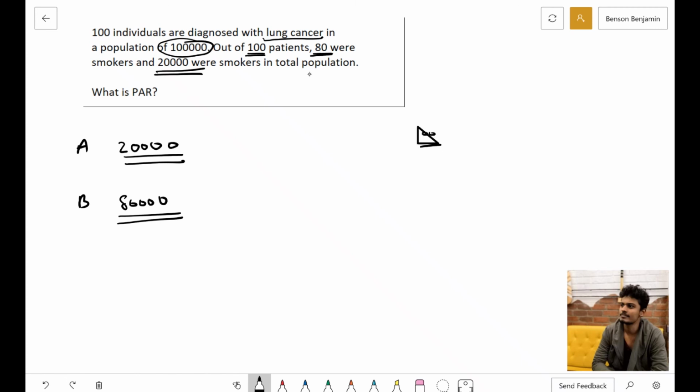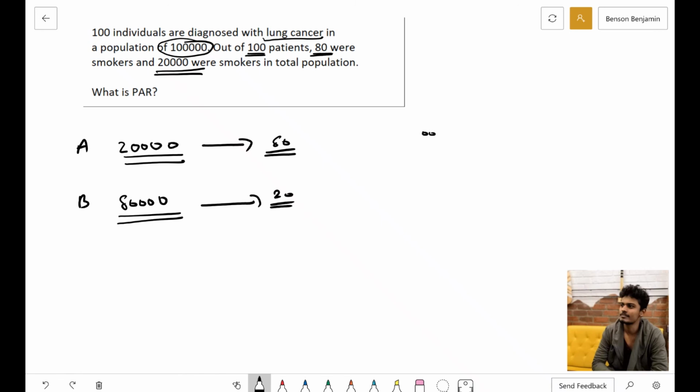So out of the smokers, how many were having the disease? Just imagine. 80 were smokers, so the total number of people with disease in smokers, in population A, is 80. In population B, naturally it will be 20. So out of the non-smokers, 80,000, 20 were having lung cancer. Out of the smokers, 20,000, 80 were having lung cancer.